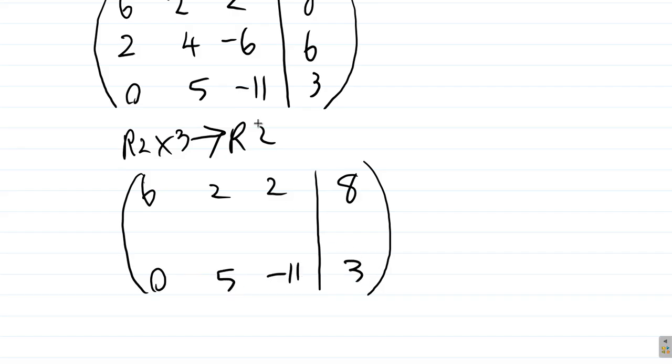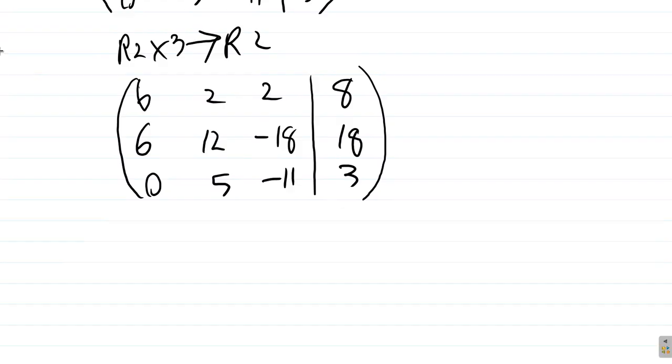But it's row 2 that we're going to change. Multiply row 2 by 3. Just like how you can multiply an equation by a number when you're doing elimination. These rows represent equations, so you can do the same thing. So 3 2s are 6, 3 4s are 12, 3 times negative 6 is going to be negative 18, and 3 6s are 18. Okay, good.